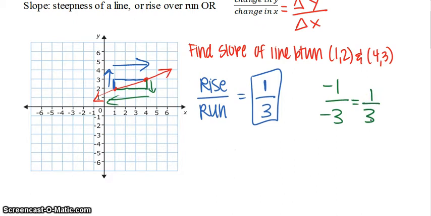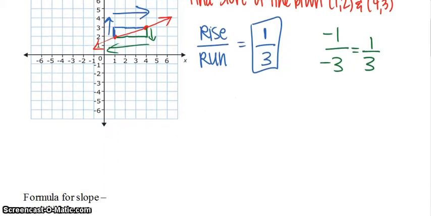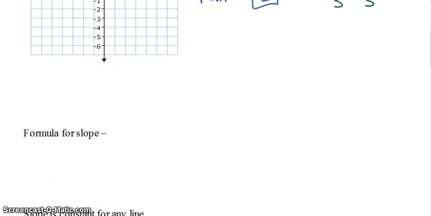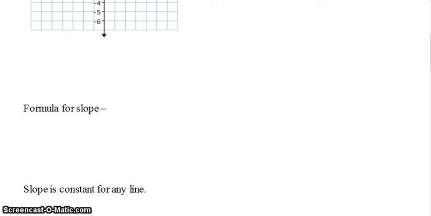So this is how we can look at it. If we're given the graph, we can find the slope really easily. But you might not always have the graph, and you might not want to have to graph something in order to find your slope.